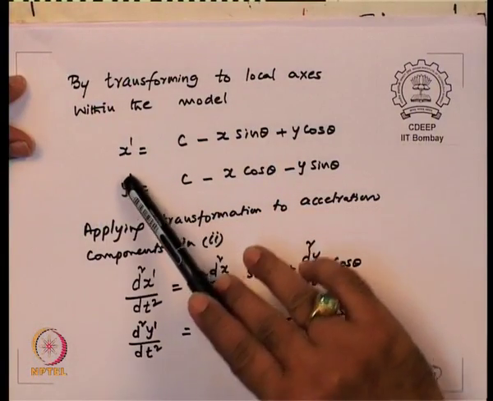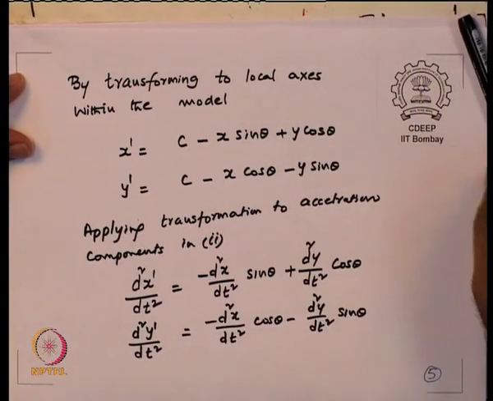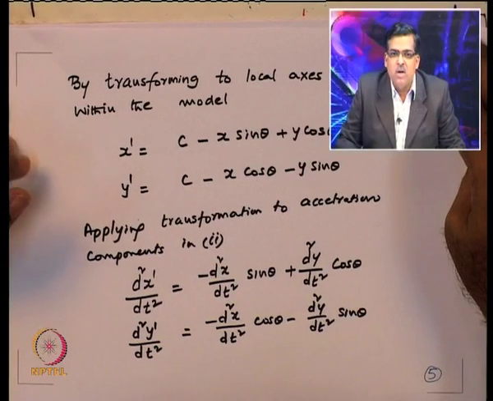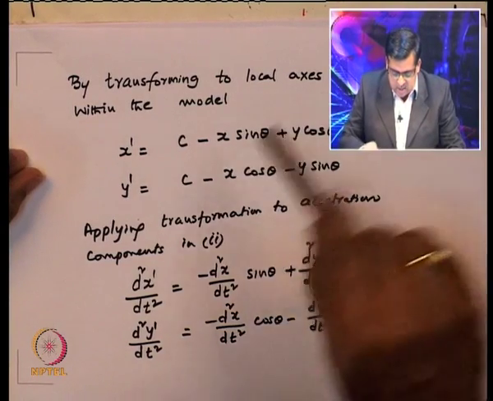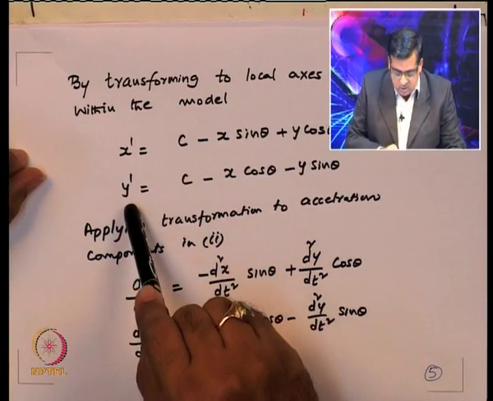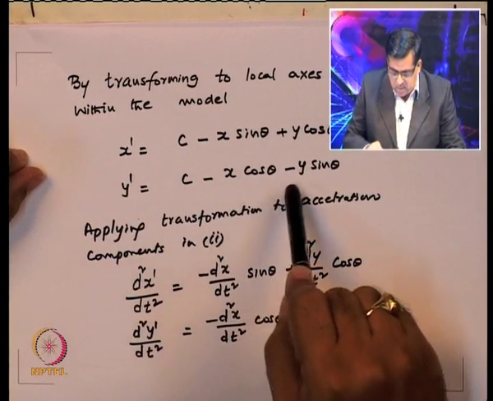Now by applying the method of transformation from the global axis to the local axis, the basic equation is as follows. Here you can see that one axis is getting transformed from the center of the shaft to the axis within the model which is rotating. So x dash is along the x axis of the model, that is the horizontal axis of the model, and y dash is along the vertical axis of the model. So we can write x dash is equal to c minus x sin theta plus y cos theta, where c is a constant, and y dash is equal to constant minus x cos theta minus y sin theta.